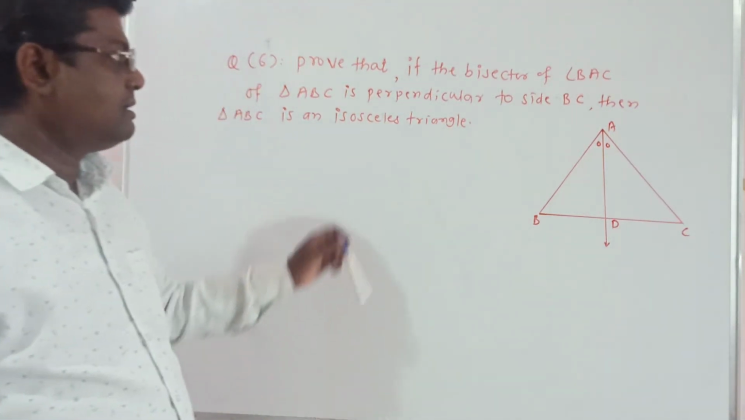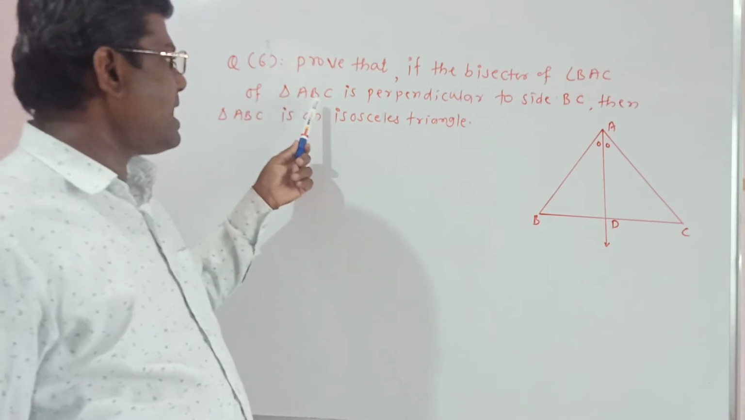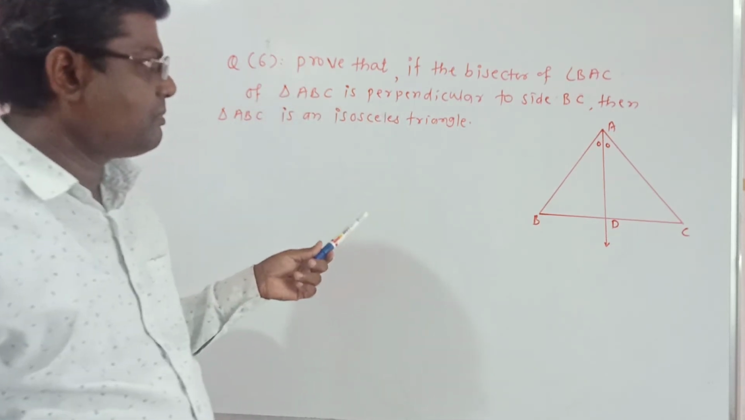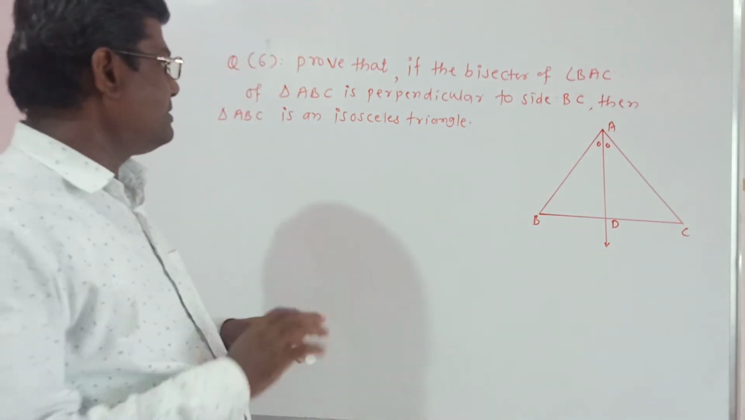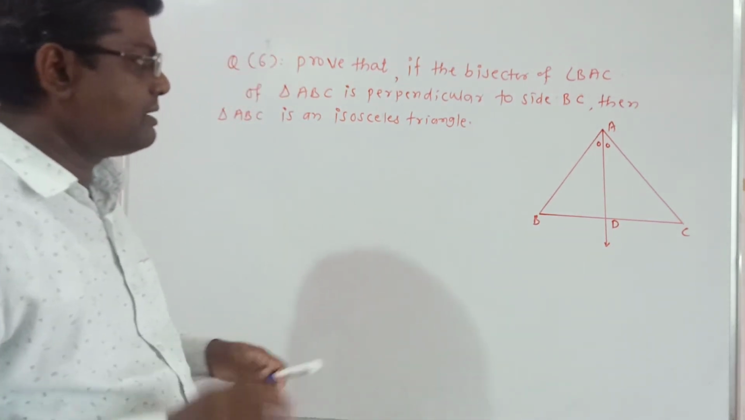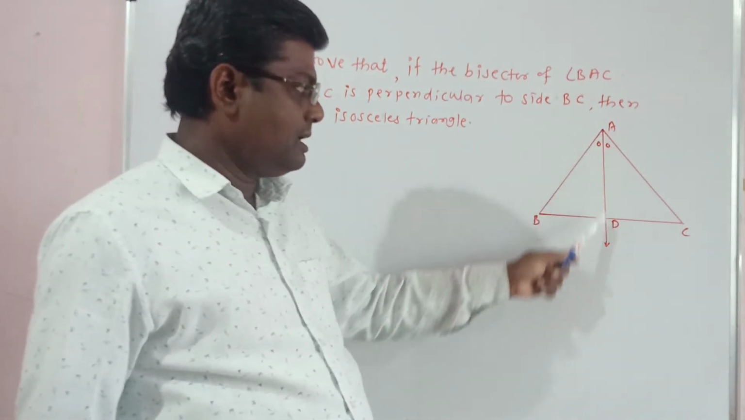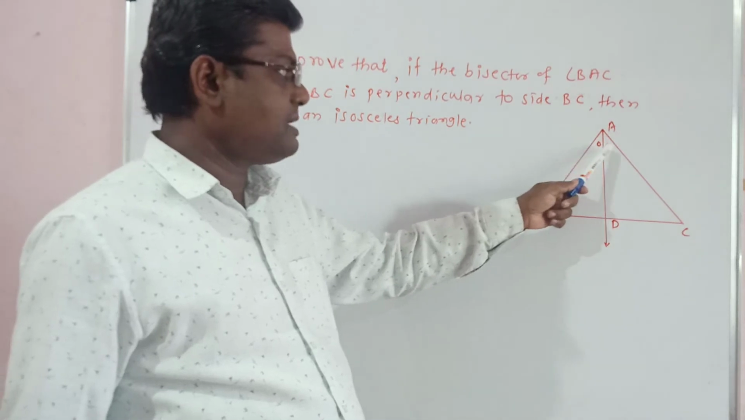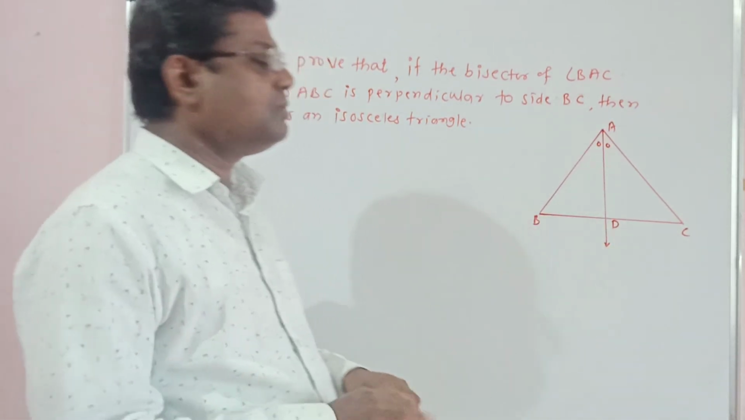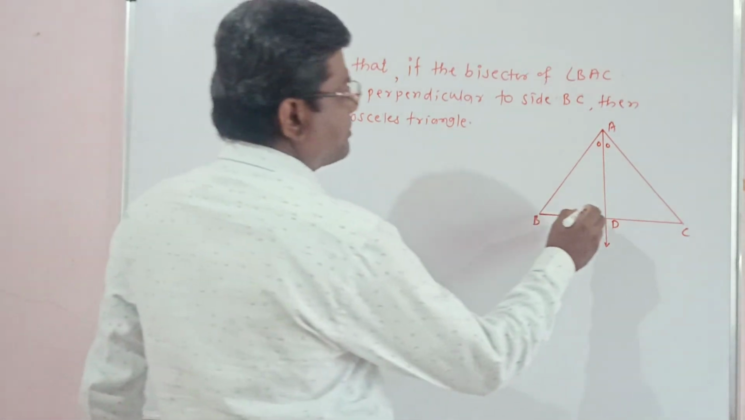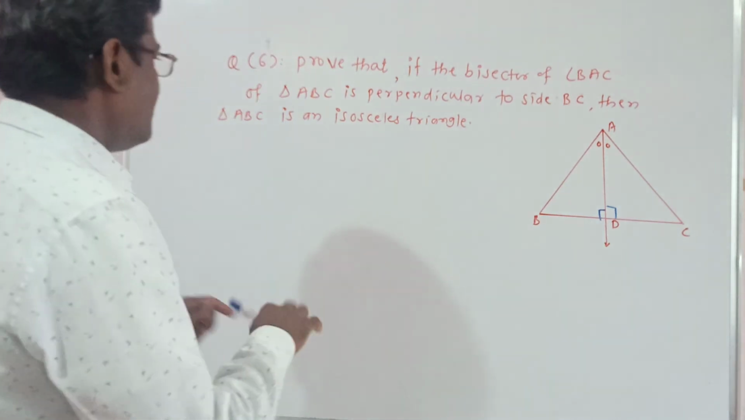Number 6. Prove that if the bisector of angle BAC of a triangle ABC is perpendicular to side BC, then triangle ABC is an isosceles triangle. In this triangle ABC, AD is a bisector of this angle. Therefore, these two angles are equal and AD is perpendicular to BC. Therefore, these two angles are right angles.